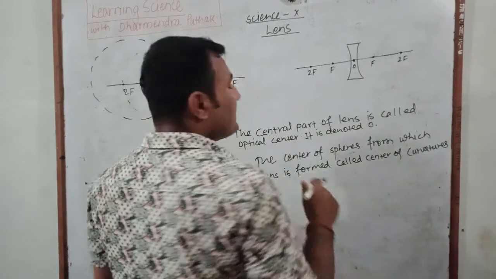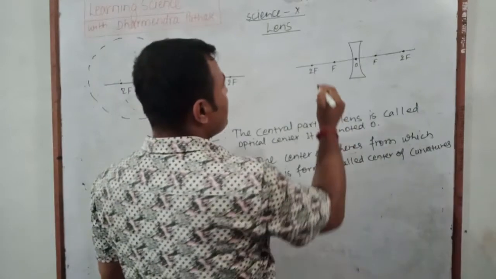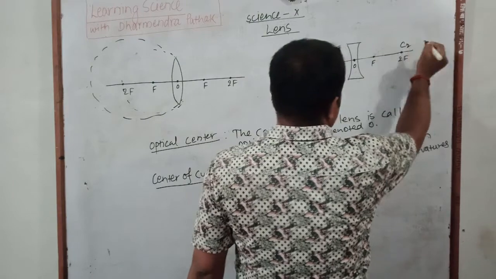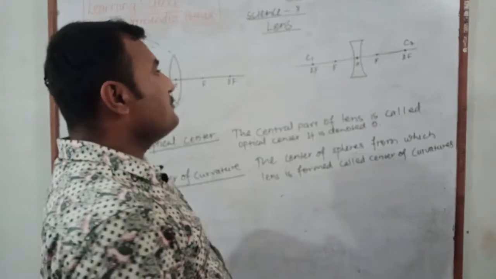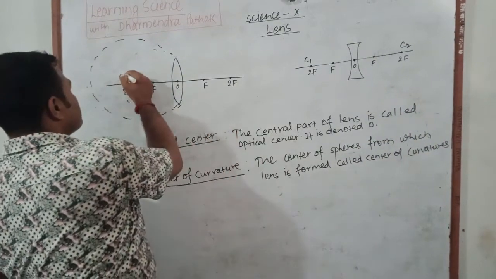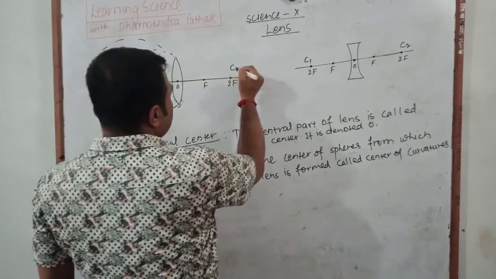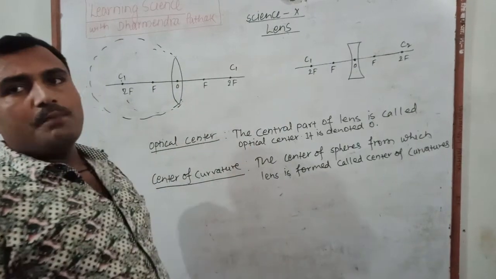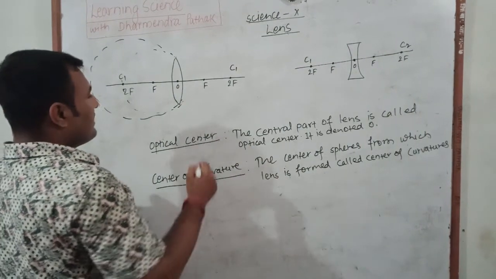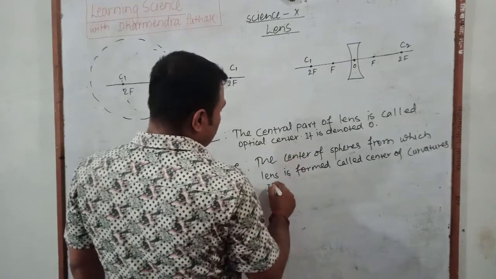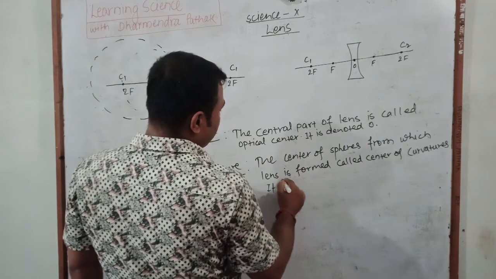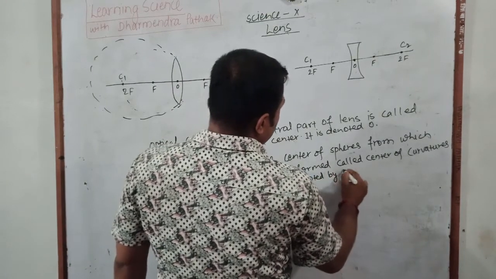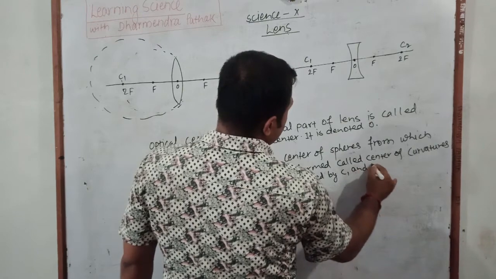Convex lens and concave lens have two centers of curvature, C1 and C2, because each is formed by two parts of a sphere. The distance from the center of curvature to the optical center is known as radius of curvature. Center of curvature is denoted by C1 and C2.